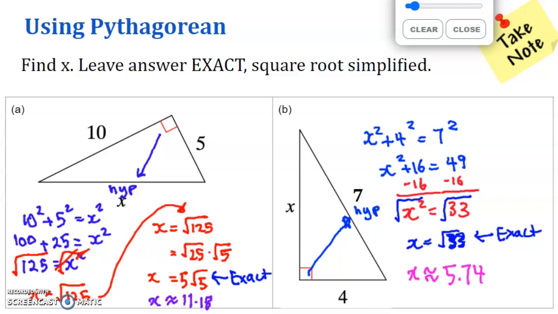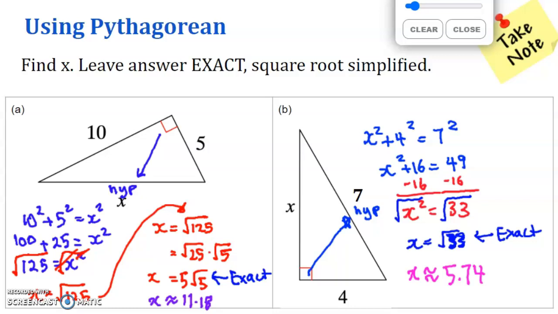Again, this time the hypotenuse is the 7 side, with 7 as the measurement. So the equation becomes x squared plus 4 squared is equal to 7 squared, because 7 is the hypotenuse. That becomes x squared plus 16 is equal to 49. Subtract 16 from both sides and you get x squared is 33.